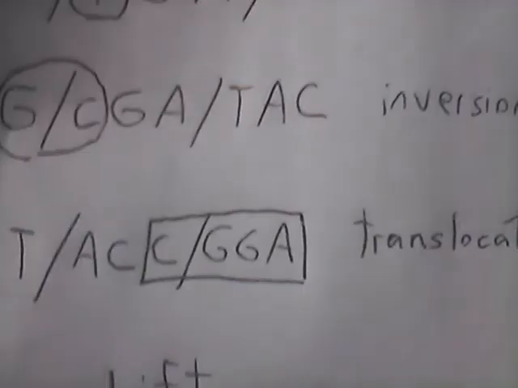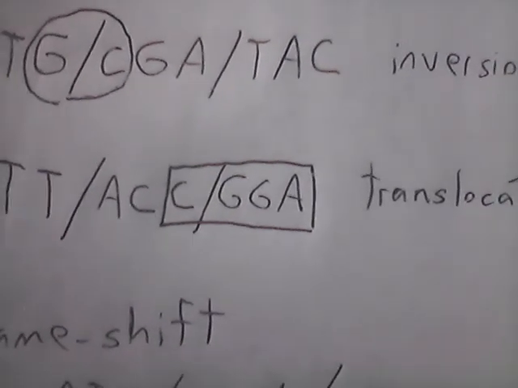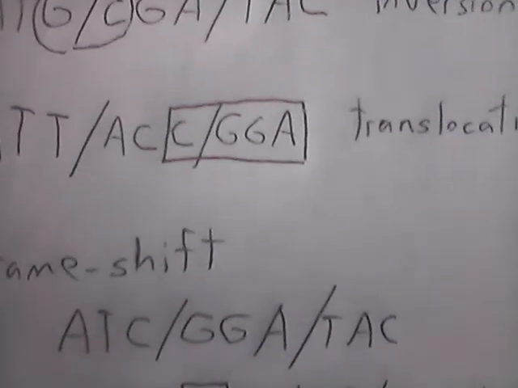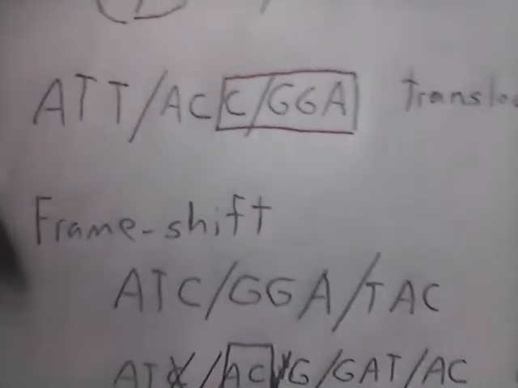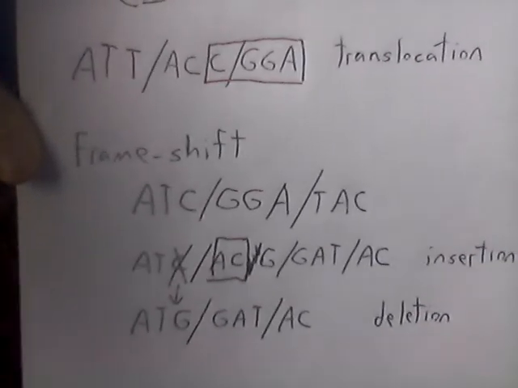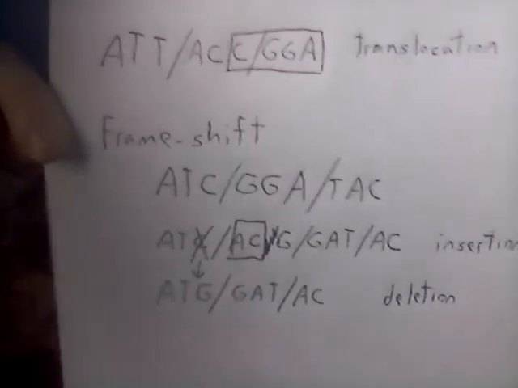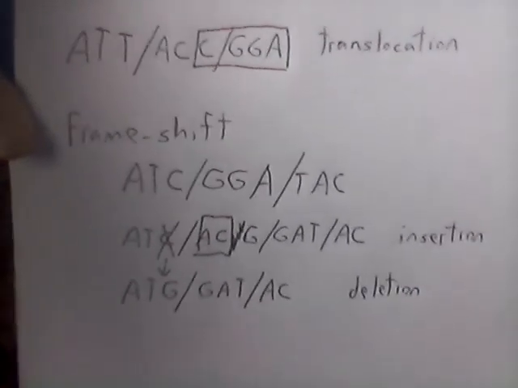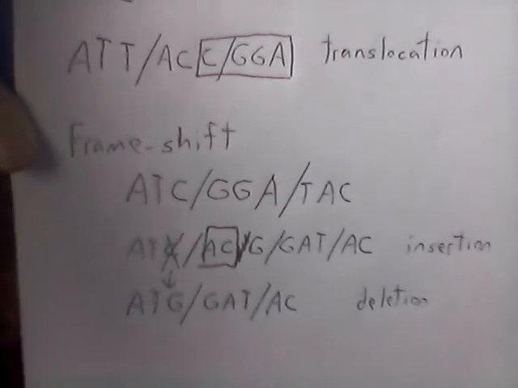All right, next possible way that a frame shift can work is a deletion. Remember our original sequence, ATC, GGA, TAC. In a deletion, we remove one or more nucleotides from the sequence. So you can see here in our deletion error, we've taken out the C that was originally in the third position. That causes everything to shift one spot, but it shifts backwards rather than forwards.